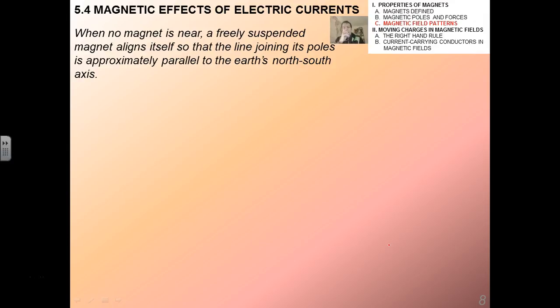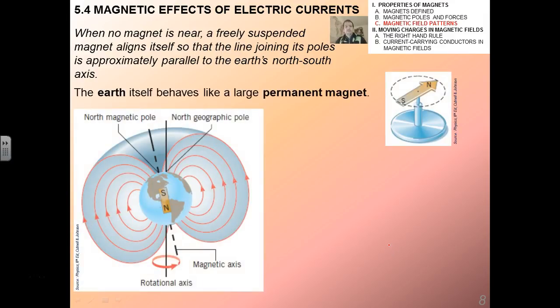Now, if you were to take a magnet and suspend it from a string, when no other magnet is near, that freely suspended magnet would align itself with the Earth's magnetic field, approximately parallel to the Earth's north-south axis. The reason is that the Earth itself behaves like a large permanent magnet. But there are two things about it that are kind of funky that you need to know about. Number one, the south pole of that magnet is actually at the north geographic pole. Number two, the actual poles of the magnet don't align with the geographic poles.